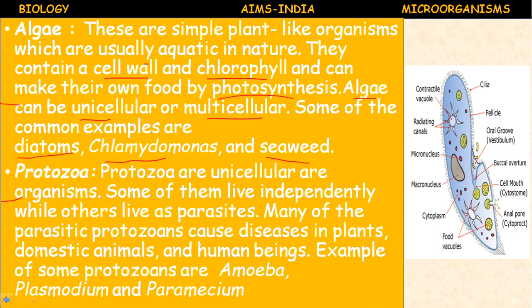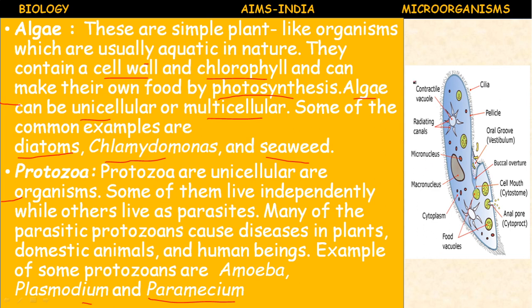Here Paramecium is given. The Paramecium is also called animalcule. Protozoans are called animalcules. Anton van Leeuwenhoek called these unicellular organisms animalcules. They are not true animals, they are animalcules. That's why Paramecium is called slipper animalcule. Okay, slipper animalcule. Vorticella is called bell animalcule.